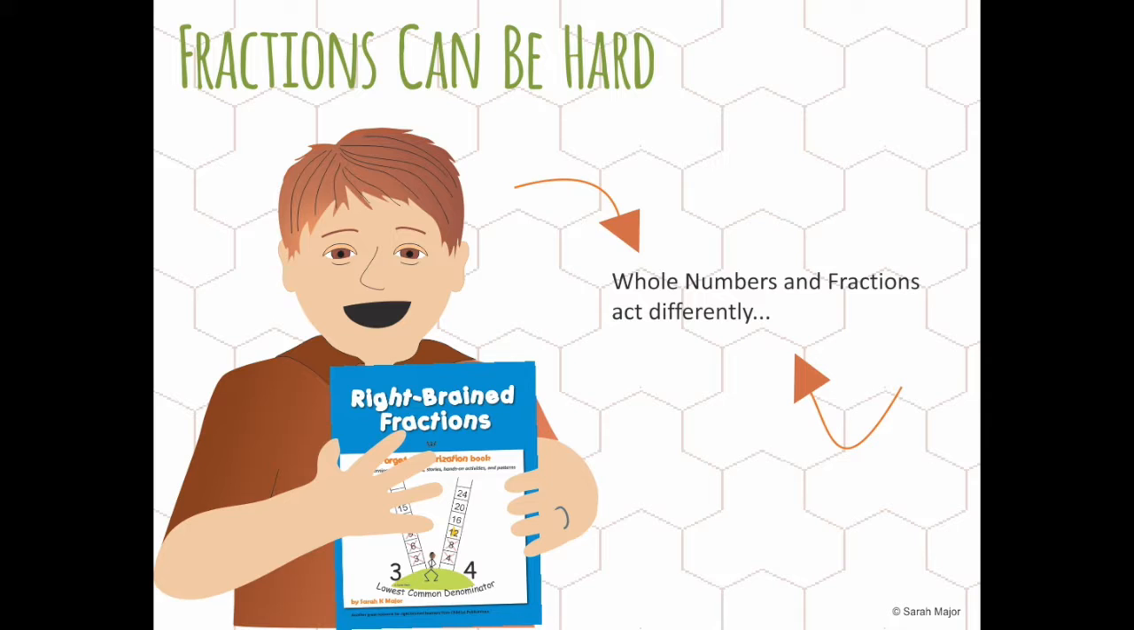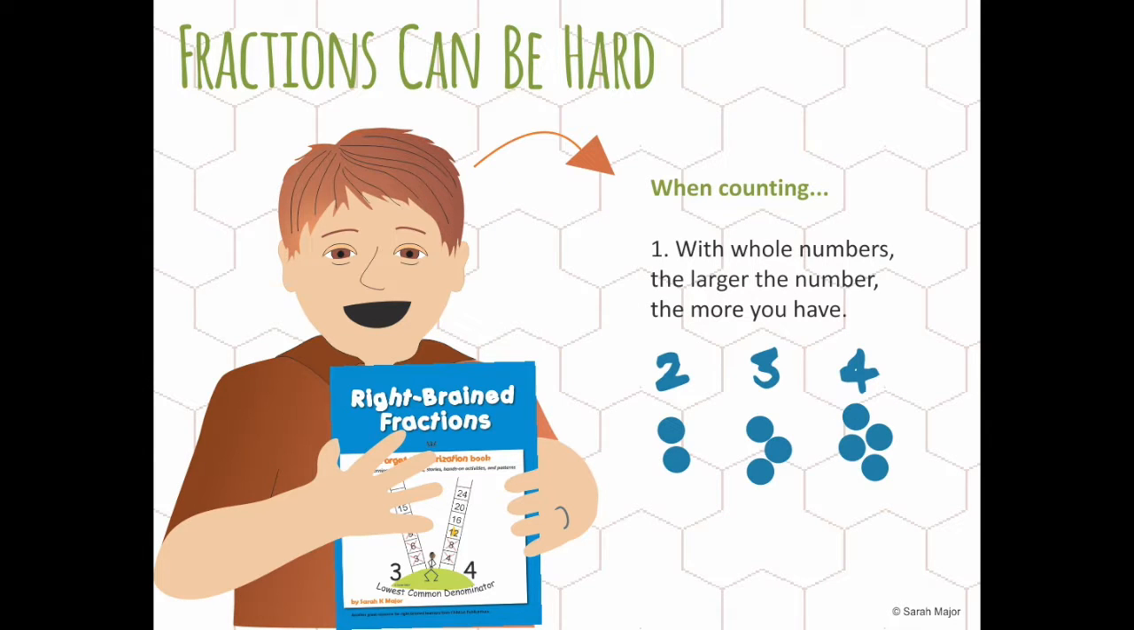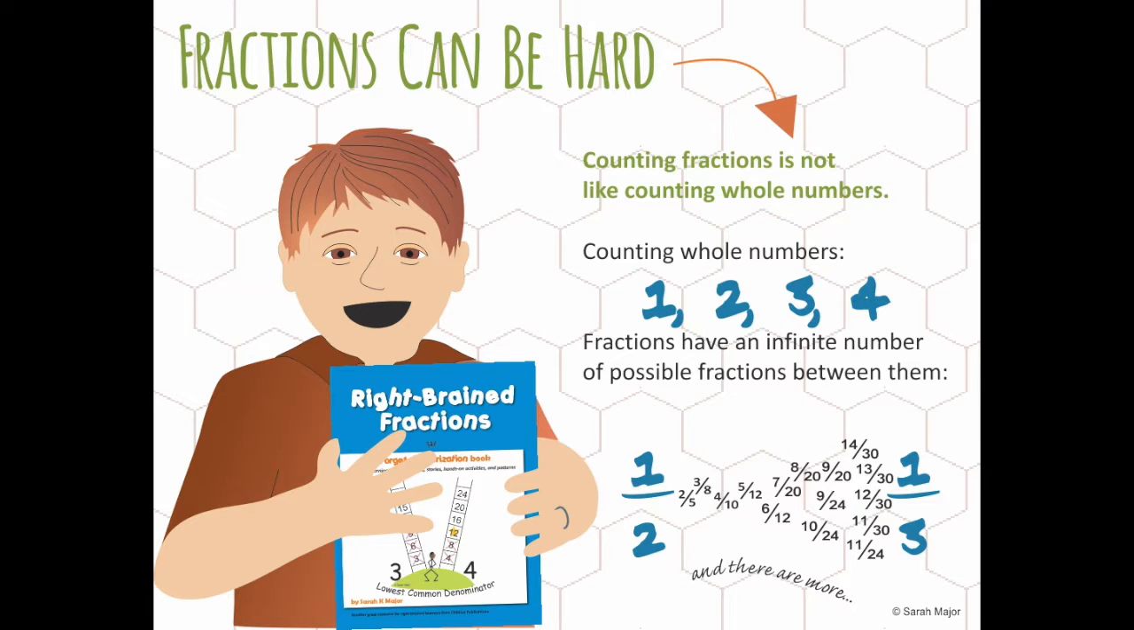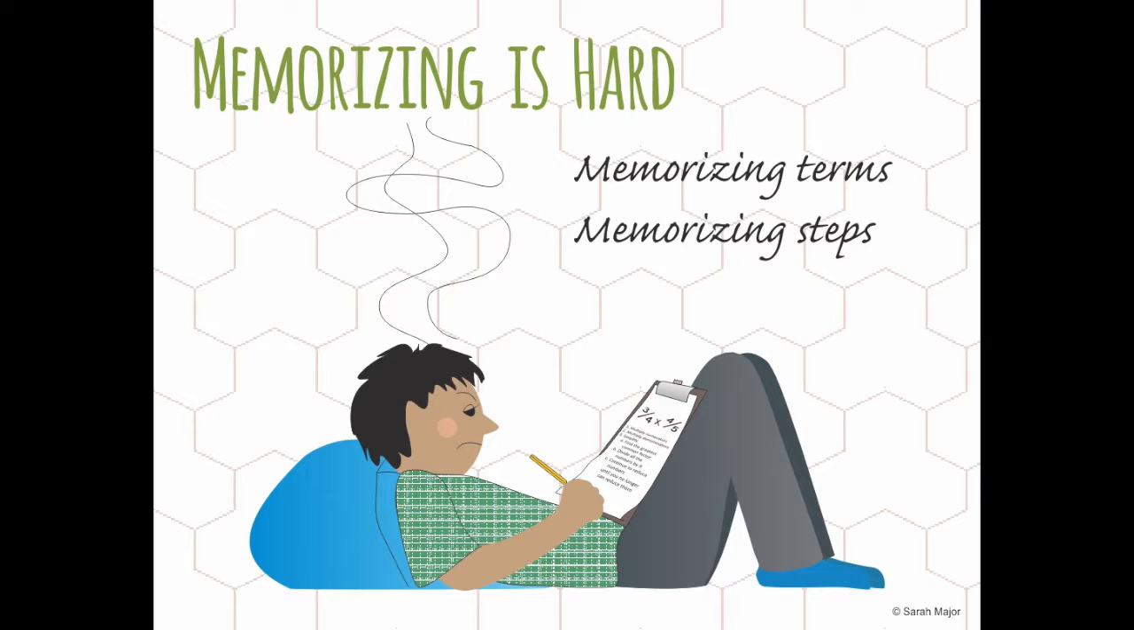By the time children tackle fractions, they have an understanding of whole numbers, and fractions do not behave like whole numbers do. For example, in whole numbers, the larger the number, the larger the amount. 4 is larger than 2. While in fractions, the larger the denominator, the smaller the amount will be. And you cannot count fractions like you can count whole numbers. Between each fraction is an infinite number of possible fractions.